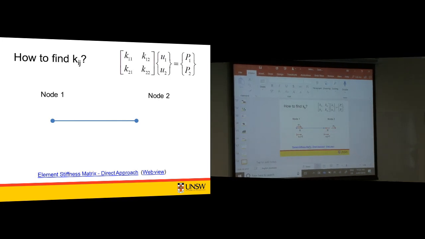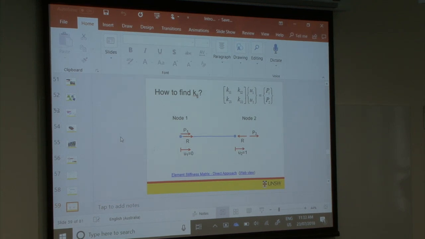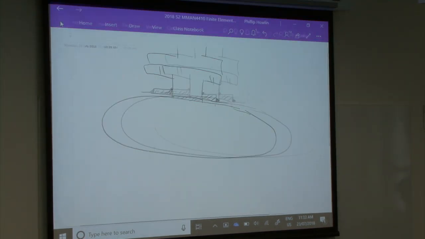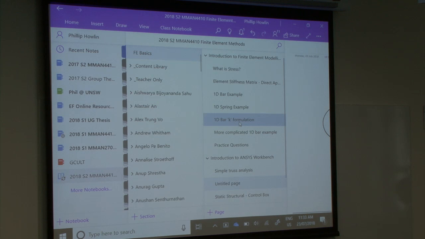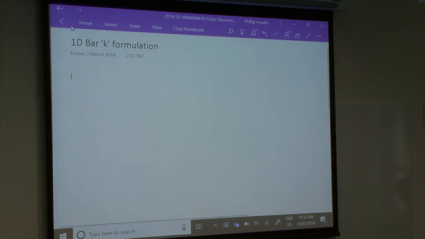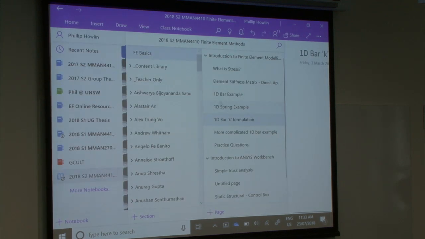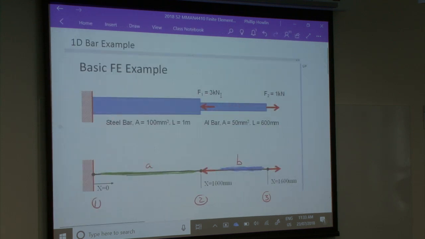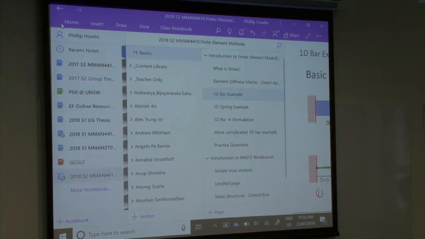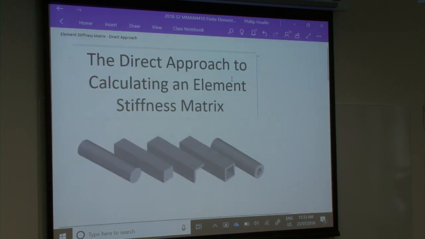Awesome. Actually, I can probably just go there. Nope. Nope. What do I call it? Element stiffness matrix. Excellent. Good.